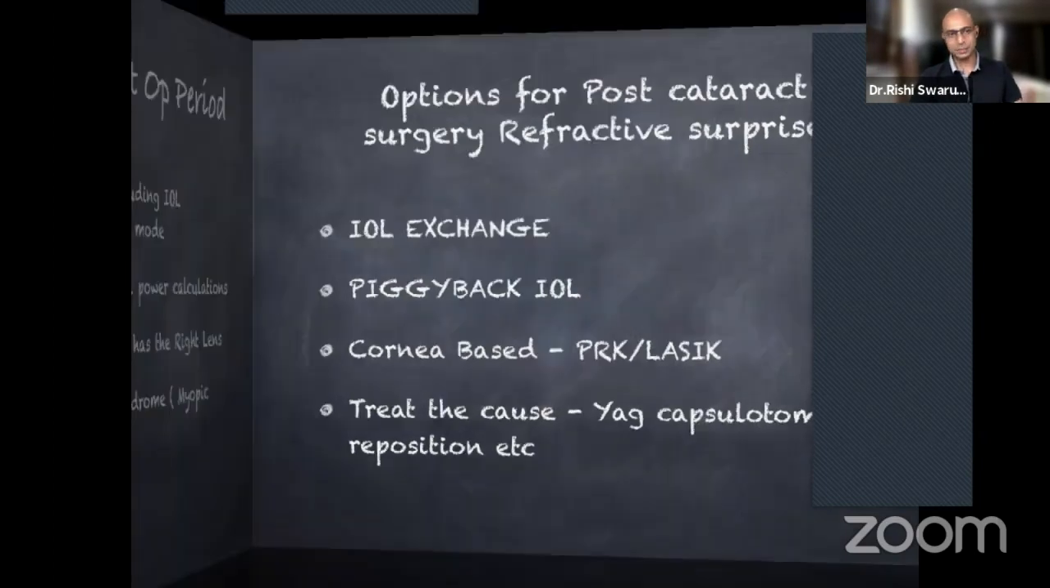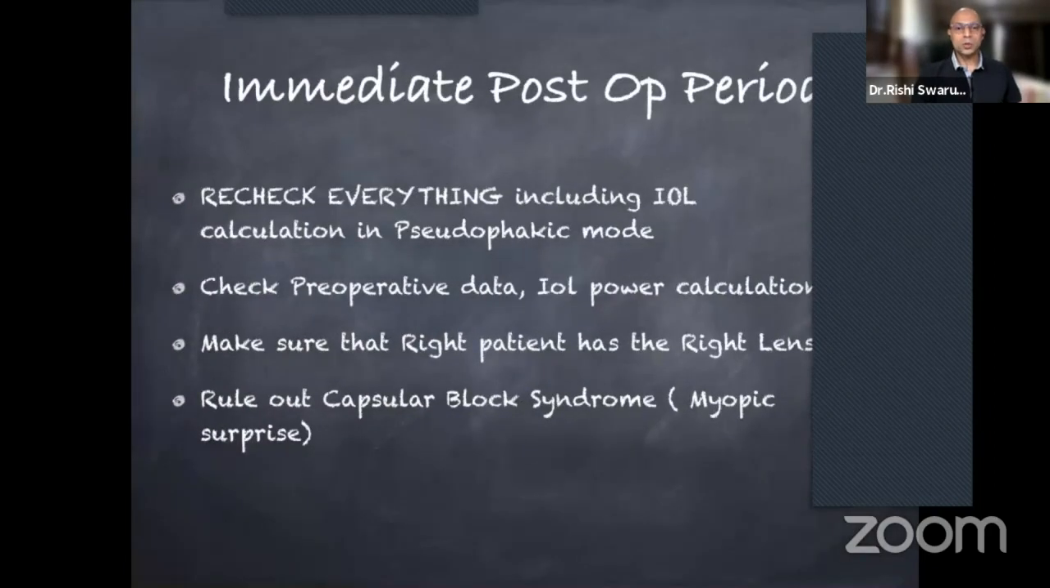So if the patient comes in the immediate postoperative period, recheck everything, see why it has happened, recheck your IOL calculation in pseudophakic mode if necessary, and figure out if you have had a biometry error. Check the preoperative data, check that you've used the right lens for this patient. Sometimes, if you have a big list and you don't follow your pre-op checklist properly, you might end up putting somebody else's lens in somebody else's eye, and that can certainly cause a refractive surprise. And of course, rule out common causes like capsular distension syndrome. So look at the eye carefully on the slit lamp and on the OCT.